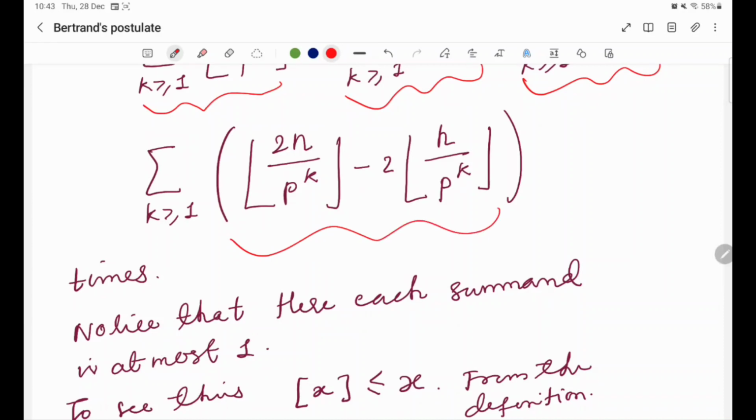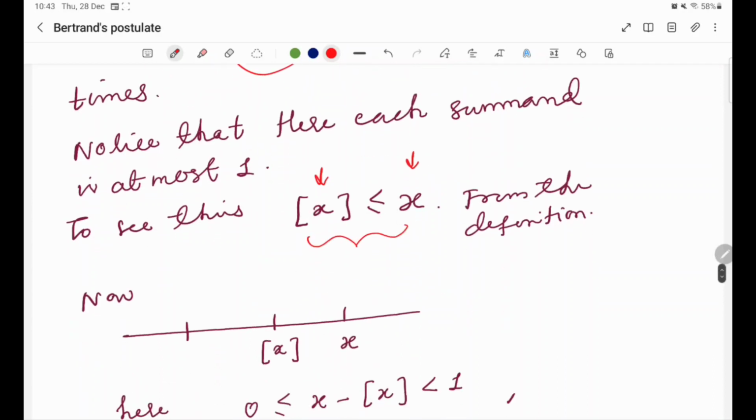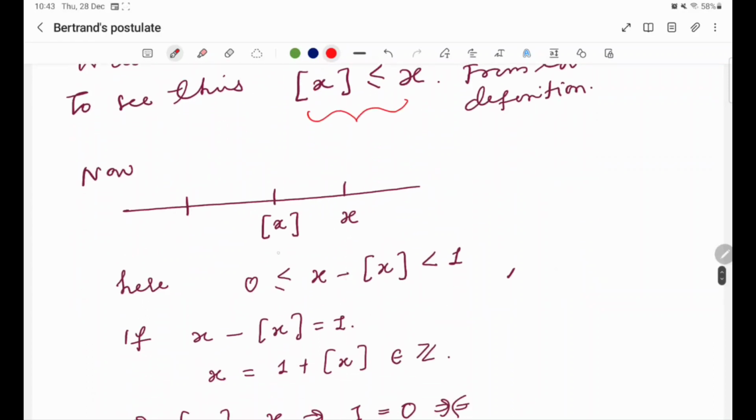In order to estimate that, you need to know one property of the greatest integer function. By definition, the greatest integer function is always an integer, right? This is the greatest integer less than or equal to x. So part of the definition itself is that the box x is less than or equal to x. That's not very difficult. Now we have to prove this one: 0 is less than or equal to x minus box x, and x minus box x is strictly less than 1. We just have to prove that.